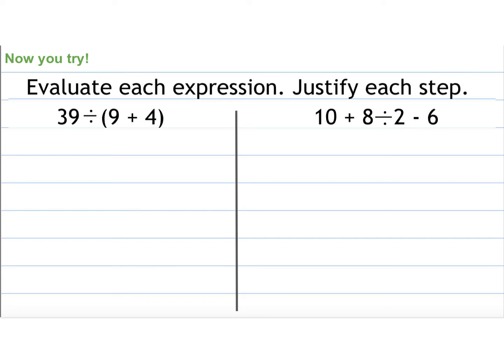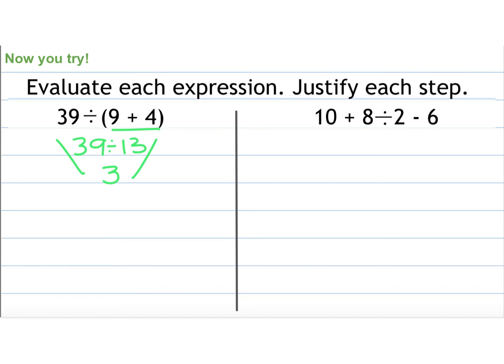Order of operations would say that we start with the parentheses first. So 9 plus 4, which is 13. Carry down the rest of the problem. Now 39 divided by 13. So it would be 13, 26, 39, which is 3. Again, funneling down to our final answer. If we had started with the division, we would have ended up with a very different answer.